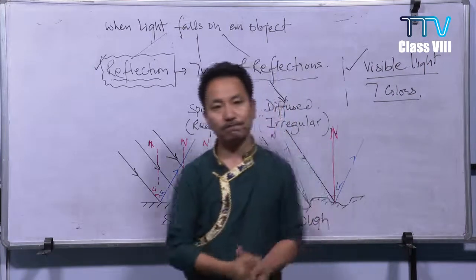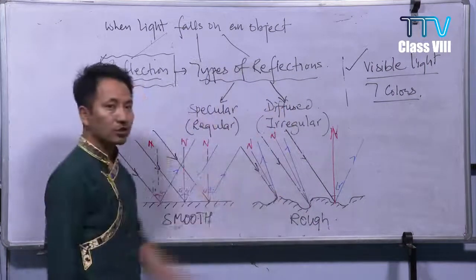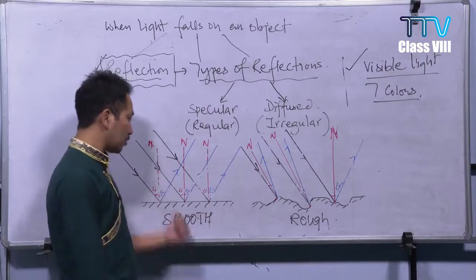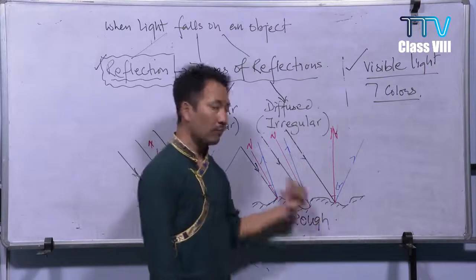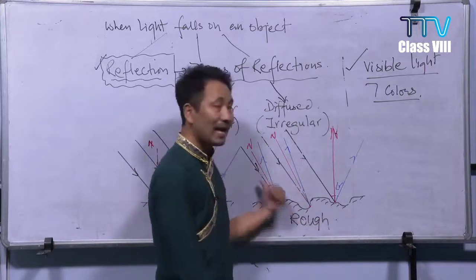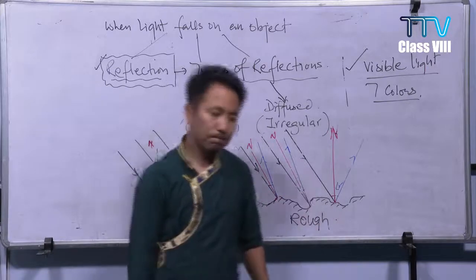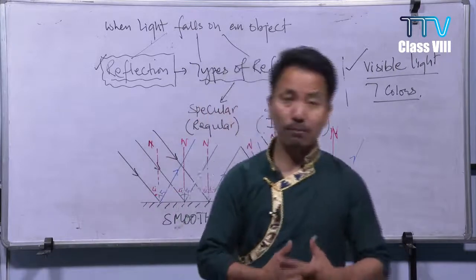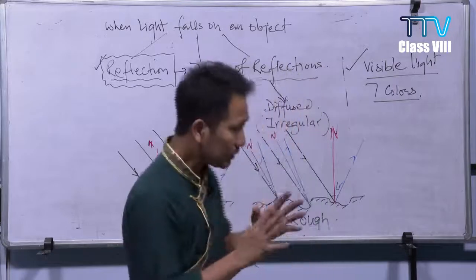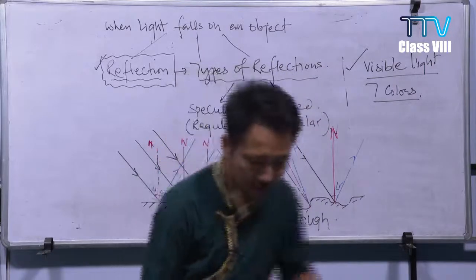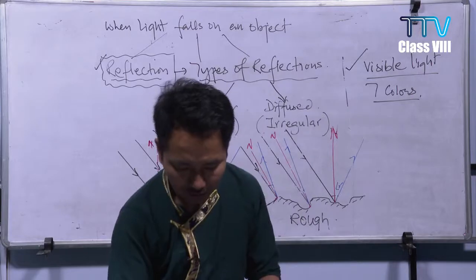They both follow the laws of reflection. In case of a specular reflection, angle I is equal to angle R, we are following it. In case of diffuse reflection also we are following the same thing, which is angle I is equal to angle R. So the common thing is that they both follow the laws of reflection. Now if you are clear with the types of reflection, we will move forward.